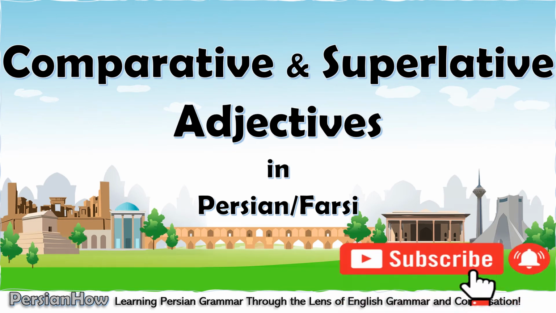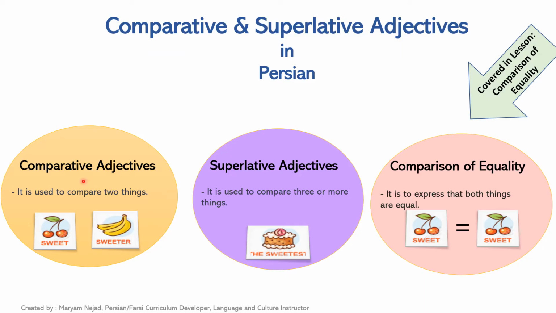In this lesson, we are going to learn the comparative and superlative adjectives in Persian. We are going to start this lesson with comparative adjectives, then we are going to go over the superlative adjectives. Also, there's another lesson for comparison of equality when we want to express that two things are equal. So this is also a very important lesson, but it's covered in a separate lesson. You can find it here, the name of the lesson. And now let's just start with this one, comparative adjectives.